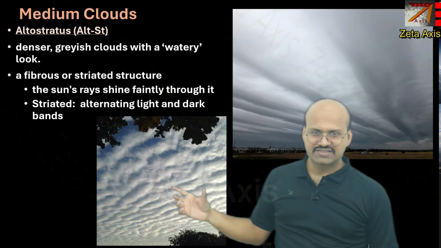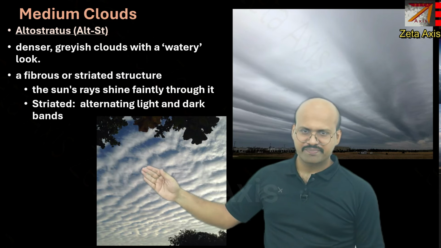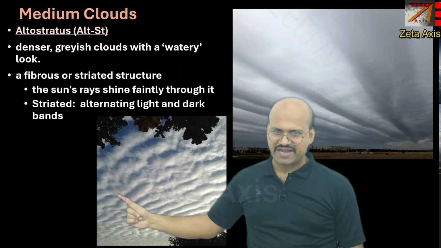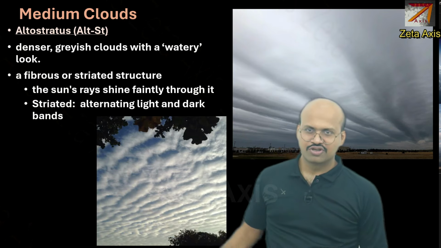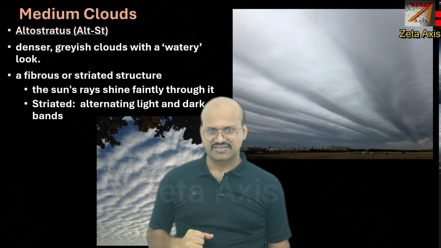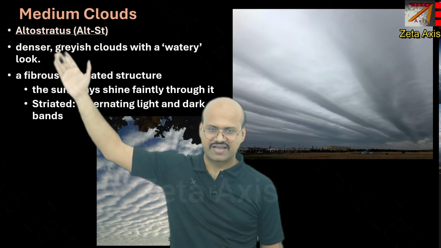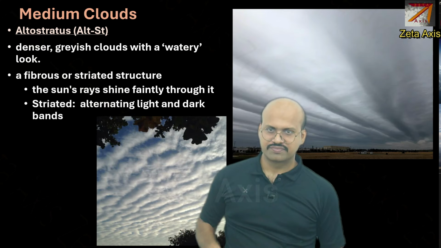So here you can see that they are the alternating bands. There are some brighter portions, some darker portions. So this is called striated structure. So altostratus has this kind of look.